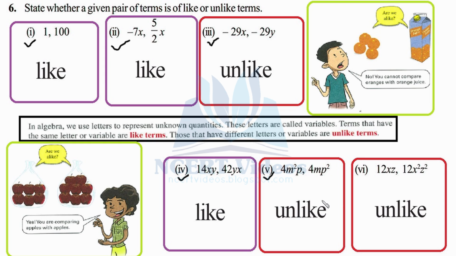So while deciding like and unlike, always compare pairs of given variables. They must be same on both terms. Here, again, even though variables are same, x, z, xz, but their powers are not same. That is, here x is not squared and z is not squared. Therefore, they are unlike. So this is all about like and unlike, and that's your 6th.